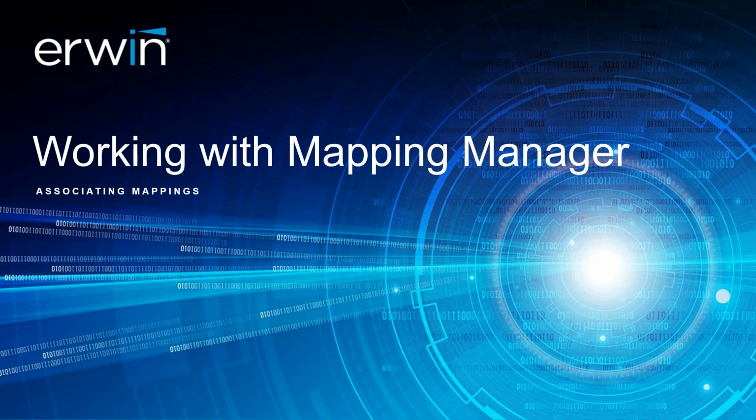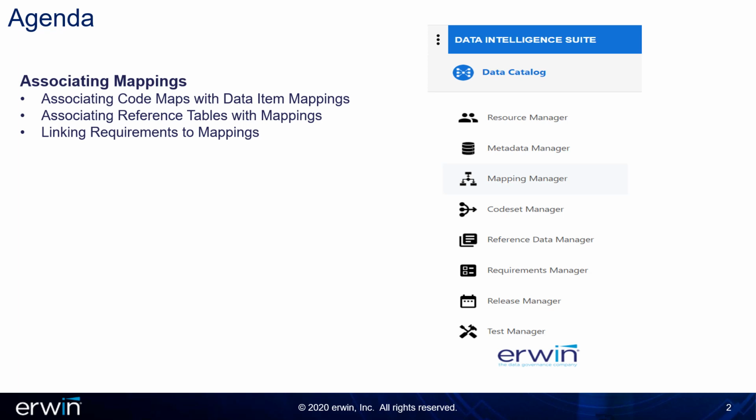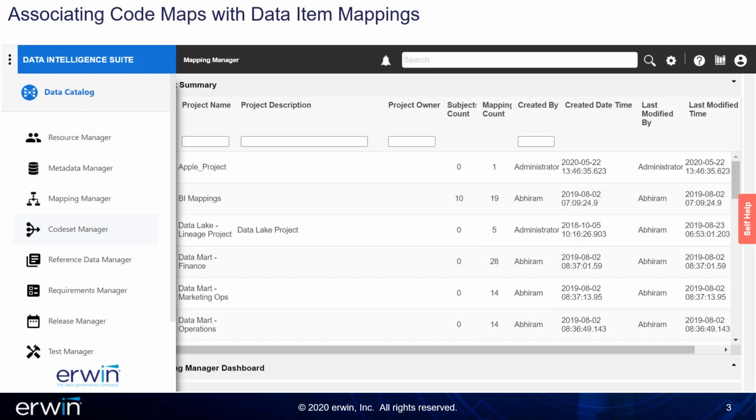Working with Mapping Manager, Associating Mappings. The agenda. Associating mappings covers associating code maps with the data items mappings, associating reference tables with mappings, and linking requirements to mappings. Associating code maps with data item mappings.